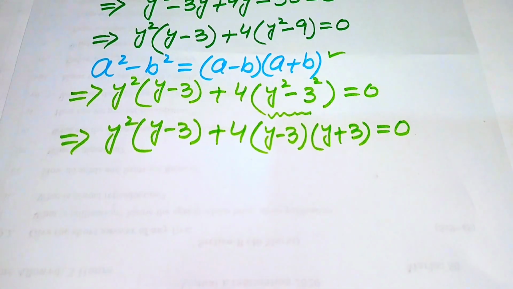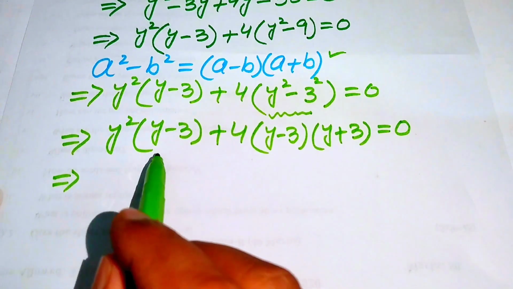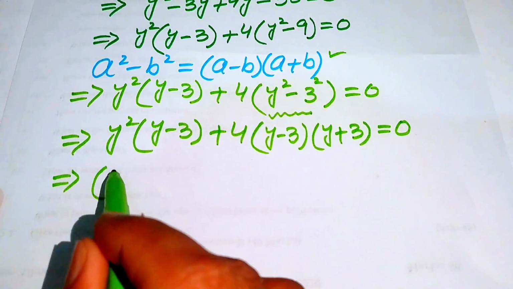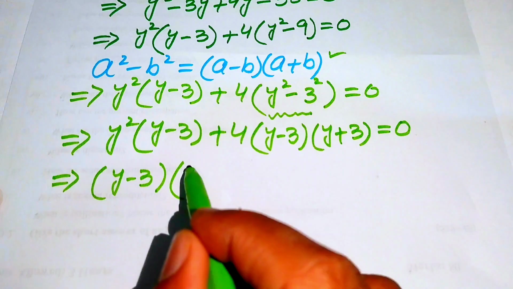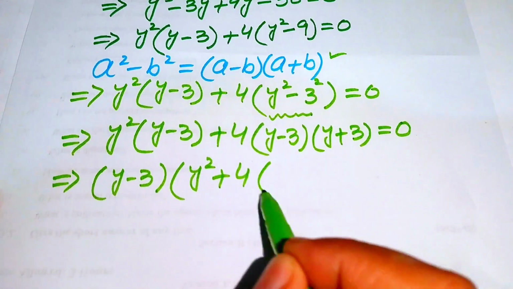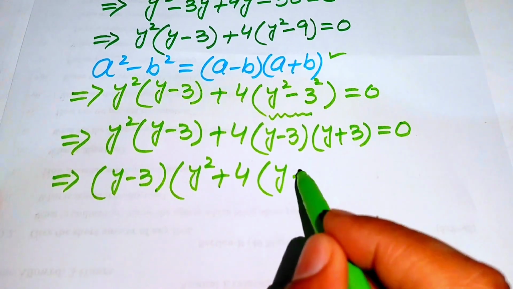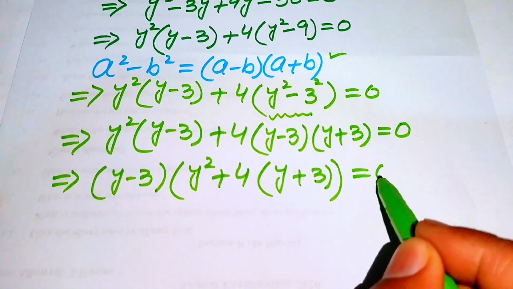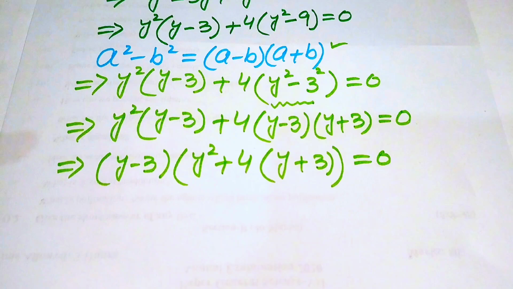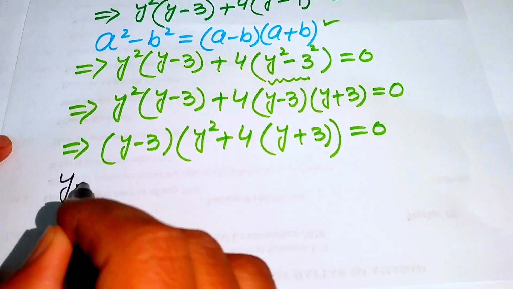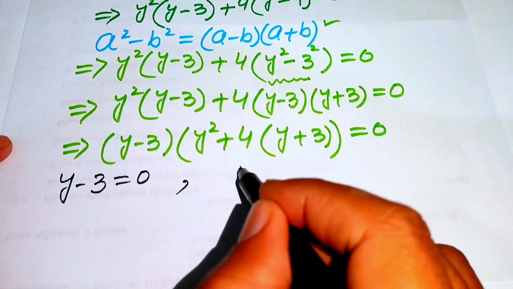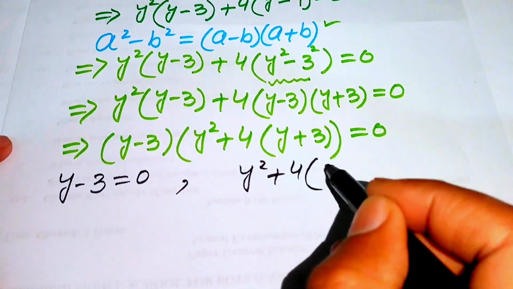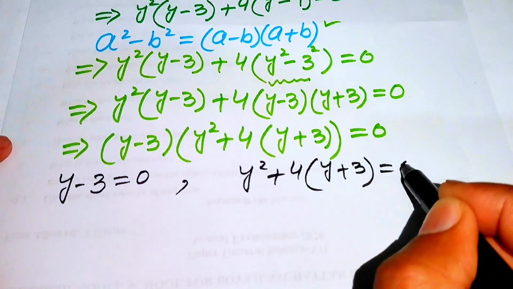Here you see that we have y minus 3 as the common term from both of these terms, and we write it as y minus 3 times y square plus 4 times, here we take common y minus 3 and we get y plus 3, and this whole equation equals 0. In the next step we convert this equation into two cases. Our first case is y minus 3 equals 0, and the second case is y squared plus 4 times y plus 3 equals 0.